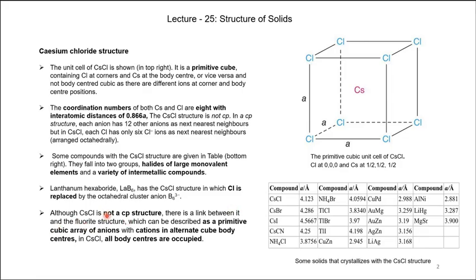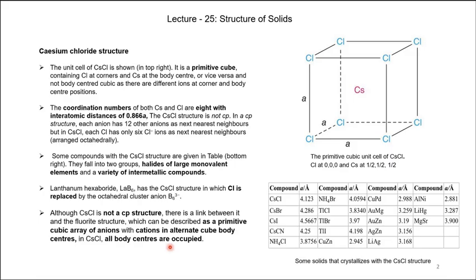We said in the beginning that cesium chloride is not a cubic close-packed structure, but there is a link with the close-packed structure. The fluorite structure is a close-packed structure, which is described as a primitive cubic array of anions with cations in alternate cubic body centers. In cesium chloride, we see that all body center positions are occupied.